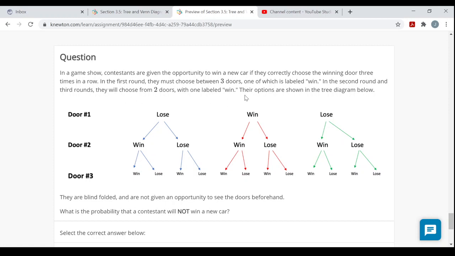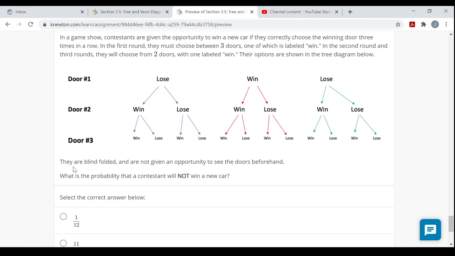And then there's a third door. In the second round, their options are shown below. All right, and then I guess there's a third door with the same thing. Right? In the second round and third round. So you see the third round, they pick between 2 doors. So again, each of these from door number 2, each of these has 2 choices off of it, a win or a lose door. So what's 3 times 2 times 2? That's 12. Right? That's 12, and you can see the 12 paths. There are 12 ending spots on the bottom of the tree.